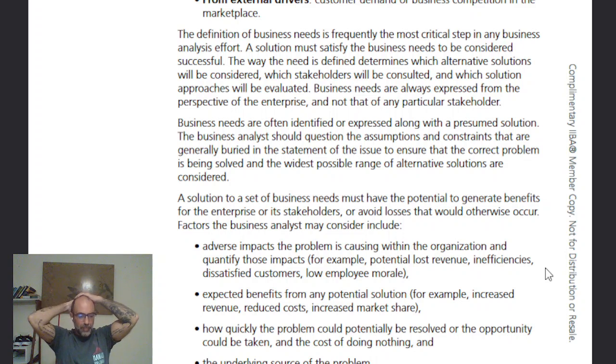Whatever the issue is, there are a lot of factors that lead to it being an issue, and that's what a business analyst should always be questioning. What are the assumptions we made for this to be actually declared an issue, and what are the constraints that made it valid as an issue? So to ensure that the correct problem is being solved and the widest possible range of alternative solutions are considered.